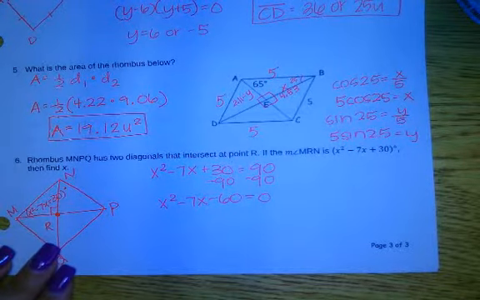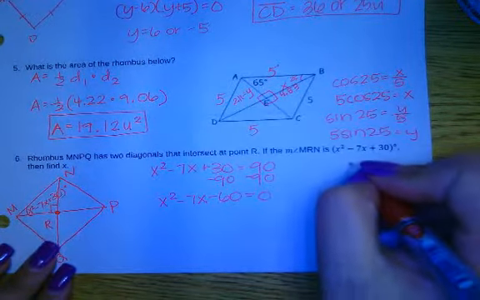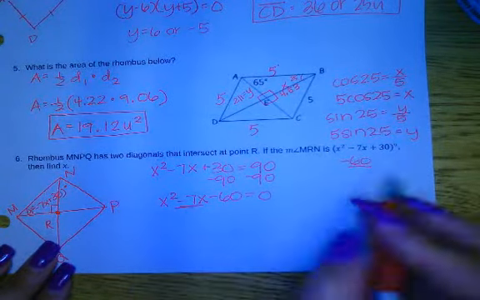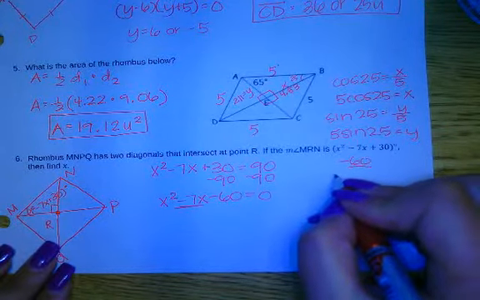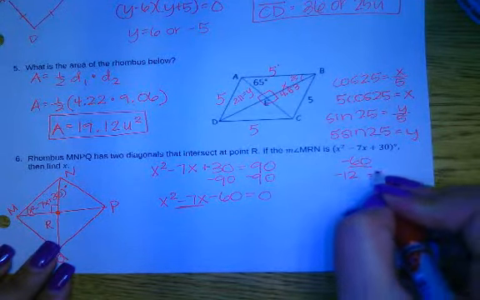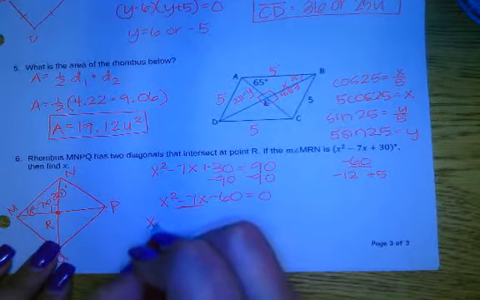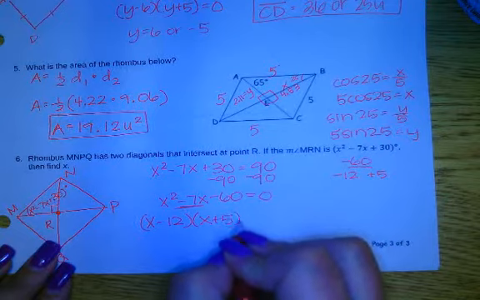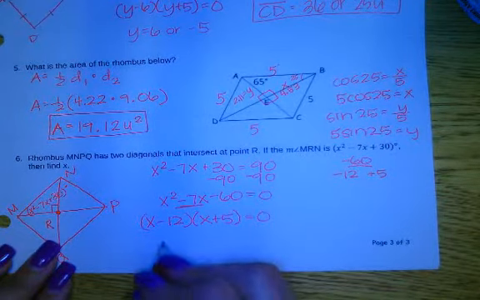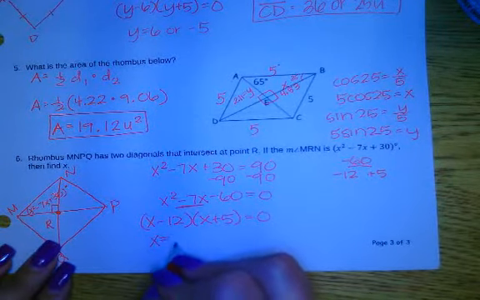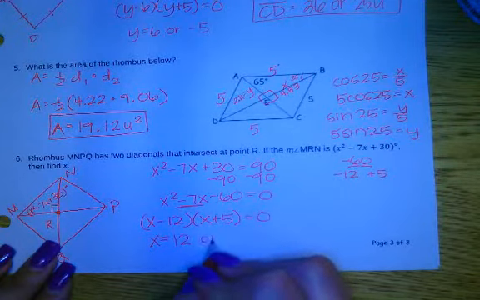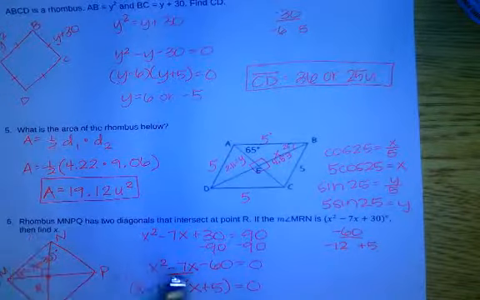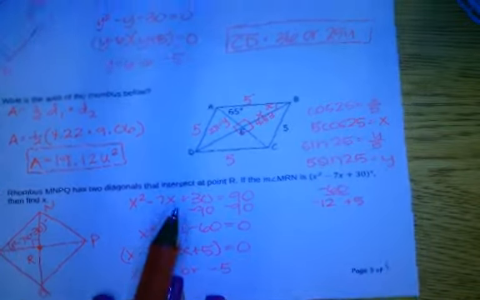Now I'm looking at the factors of negative 60 that are going to add and give me negative 7. Negative 12 and a positive 5. So x equals what? 12 or negative 5. Very good. Since it just asked you to find x, you leave it at that. You don't have to substitute in because it just asked you for x.